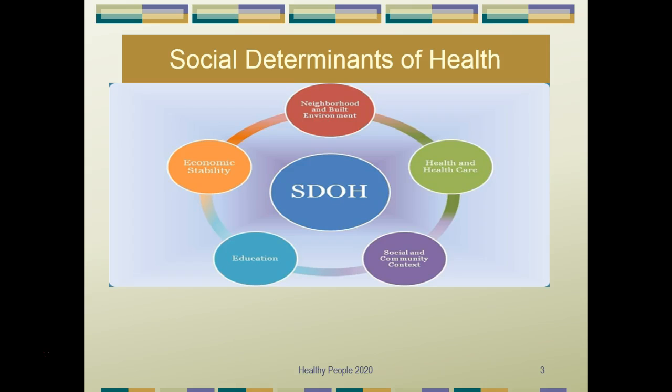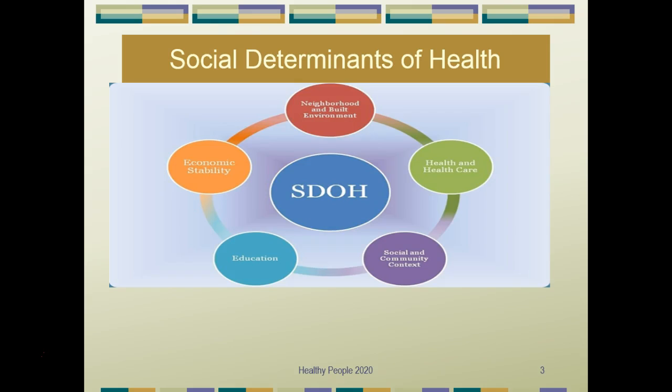In each one of these circles, you will notice the factors that go into making up the determinants for health, such as education, economic stability, the neighborhoods and the environments in which we live, a person's health, a community's status of health and health care, and the social and community context.